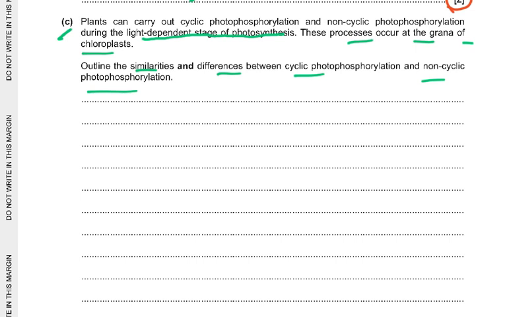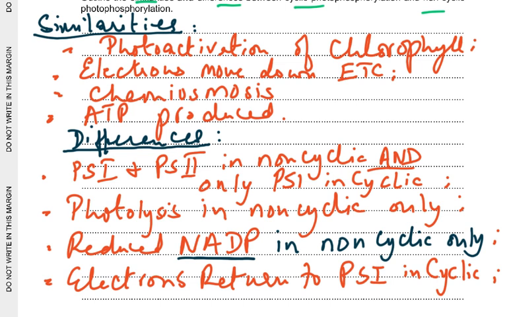The differences were PS1 and PS2 in non-cyclic and only PS1 in cyclic. Photolysis in non-cyclic only. Reduced NADP in non-cyclic only. Electrons return to the same photosystem, that is PS1, in cyclic. So similarities: photoactivation of chlorophyll, electrons move down ETC, chemiosmosis, ATP produced. Differences: PS1 and PS2 in non-cyclic and only PS1 in cyclic, photolysis in non-cyclic only, reduced NADP in non-cyclic only, electrons return to PS1 in cyclic.